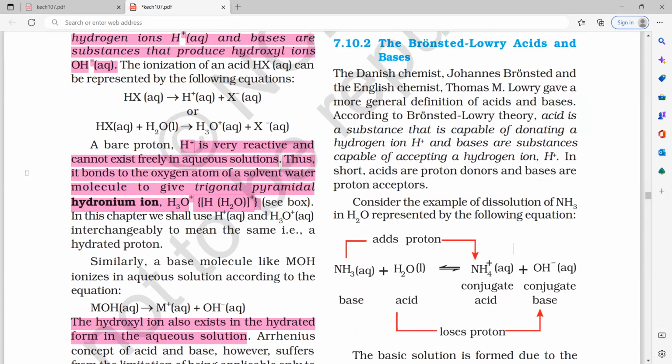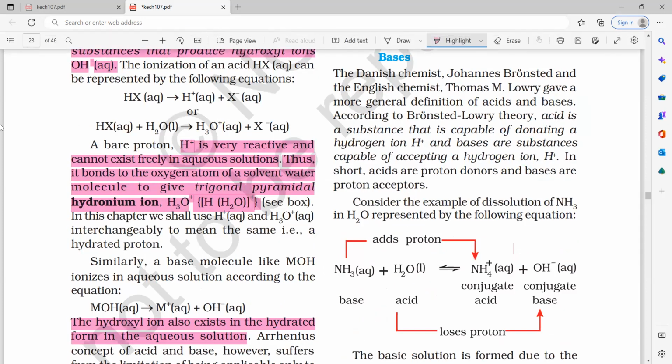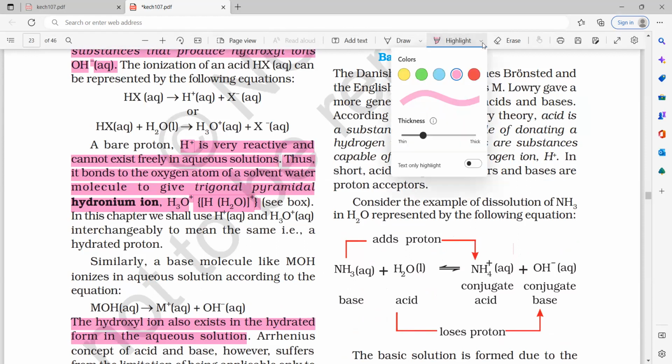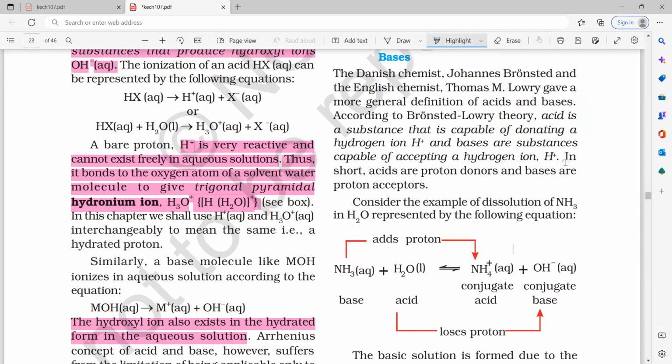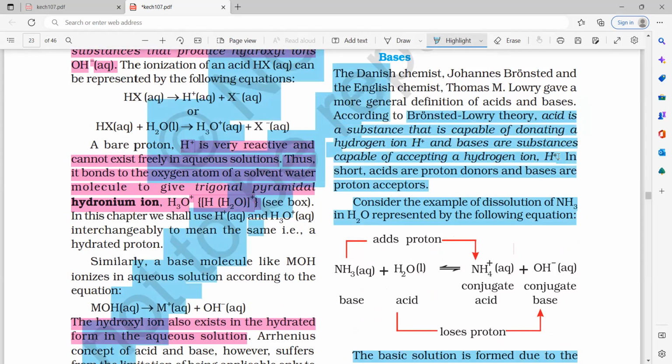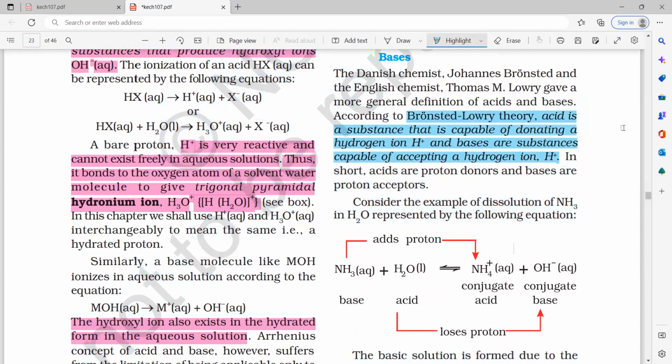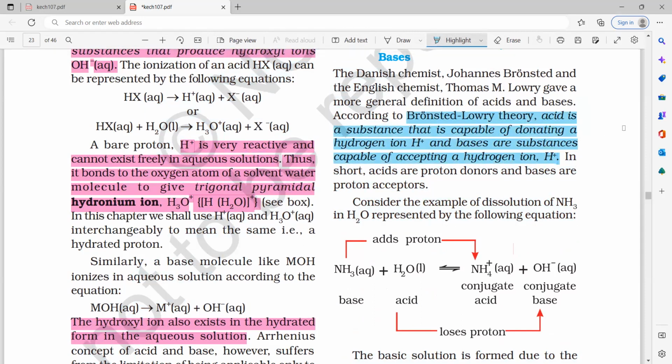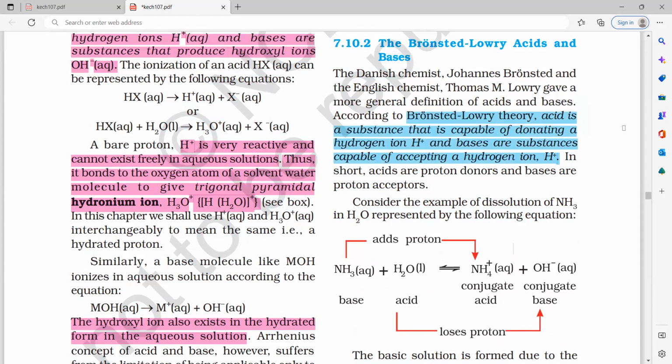So Lowry gave a simple definition, and that simple definition is the Bronsted-Lowry concept. An acid is a substance that is capable of donating a hydrogen ion. Bases are substances that are capable of accepting a hydrogen ion.